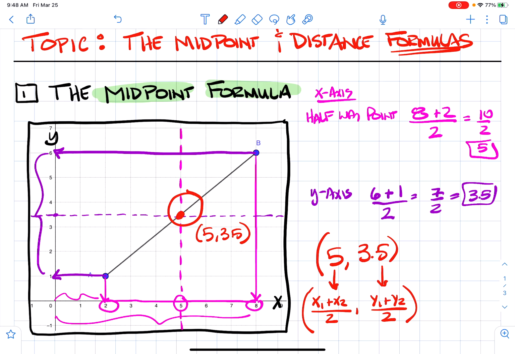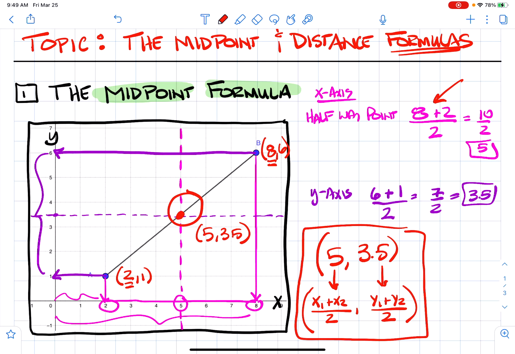So what I mean by x1 and x2 is that point A is located at the point 2, 1. Point B is located at the point 8, 6. So if I take the average of the x's, so an 8 and a 2, which is what we did over here, that gives me the 5. Similarly with the y's, the 6 and the 1 gives me 3.5 when I take that average. So that's our formula right down here. This is our formula for how we come up with the midpoint.